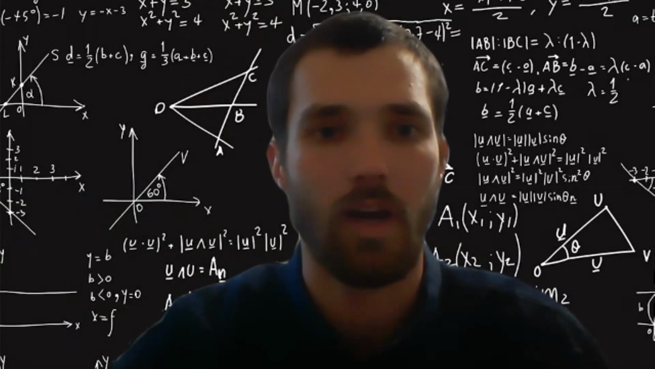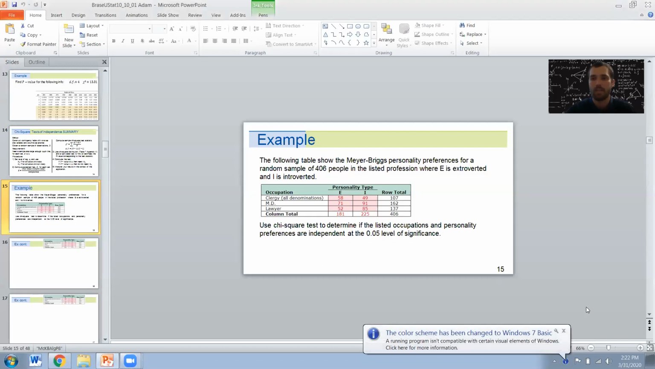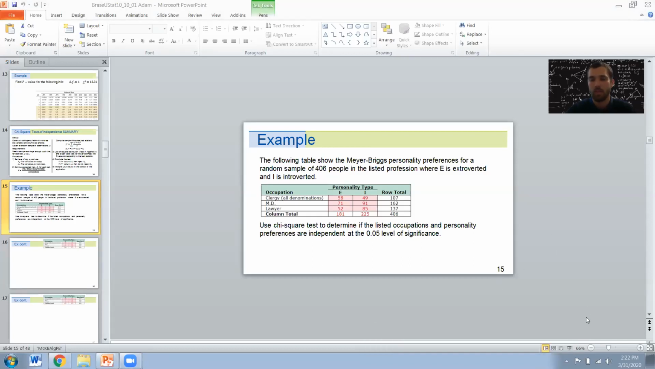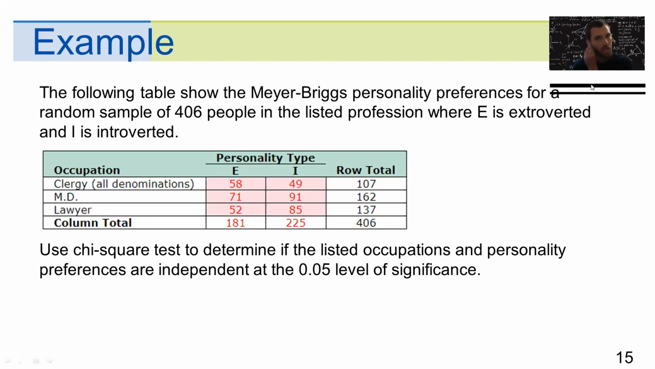All right, folks, I am going to go through that example that I was telling you about in class. This will be kind of like your homework that you'll find on WebAssign. Right here, we've got a contingency table with information about some data on the Myers-Briggs personality preferences for a random sample of 406 people in different professions.